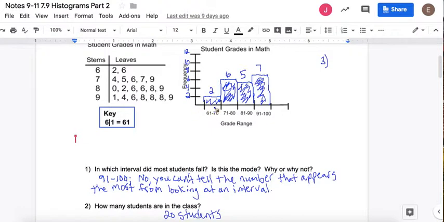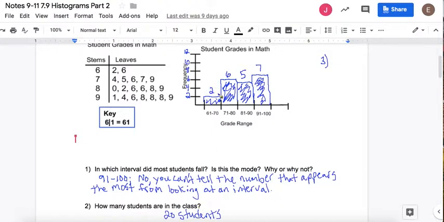So remember, the strategy was to divide your data by 2, like cut your data in half because median is the middle number. So I know I have 20 students. So half of 20 is 10. So I know the median is going to fall where the 10th and 11th number are.